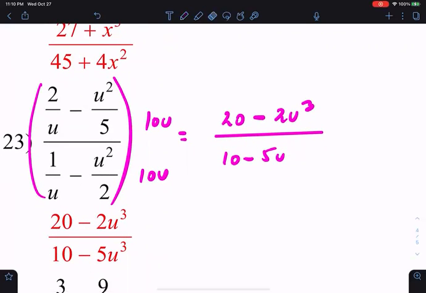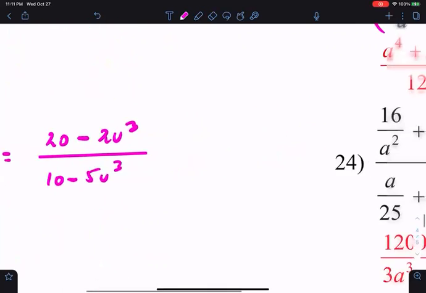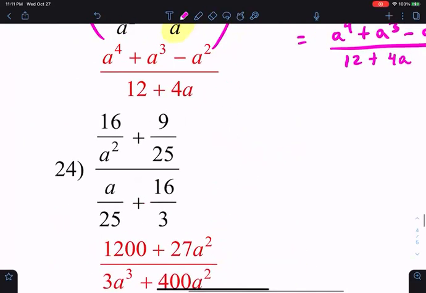Actually, u cubed. Now you can factor something, but they leave it like that in the answer key, so that's fine. Then you're done, right? And I think this is the last one, right? Oh no, there's more. Okay.